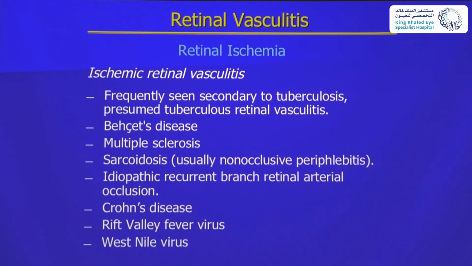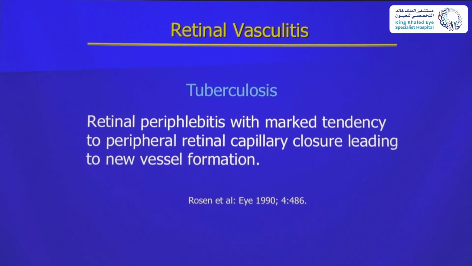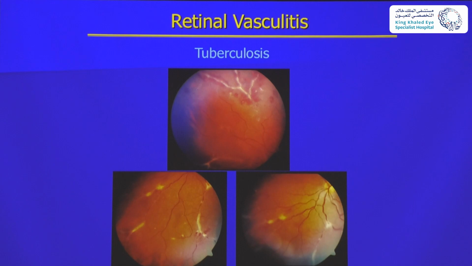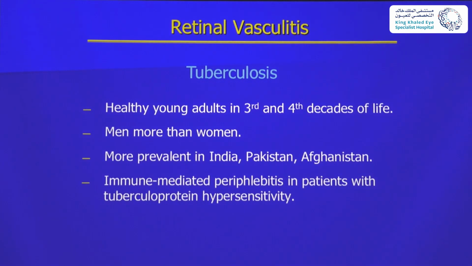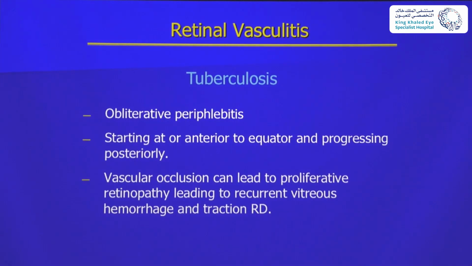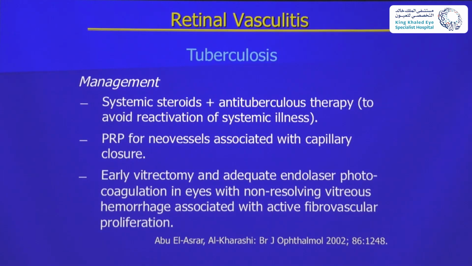Behçet disease is not as common a cause, and multiple sclerosis and sarcoidosis are rare causes. So tuberculosis will cause retinal periphlebitis with a marked tendency to peripheral retinal capillary closure, leading to new vessel formation. This is an example of a patient with presumed tubercular vasculitis. Again, sheathing is very important. And patients have a strongly positive PPD skin test, and you can also do an ECRA test to confirm the diagnosis.